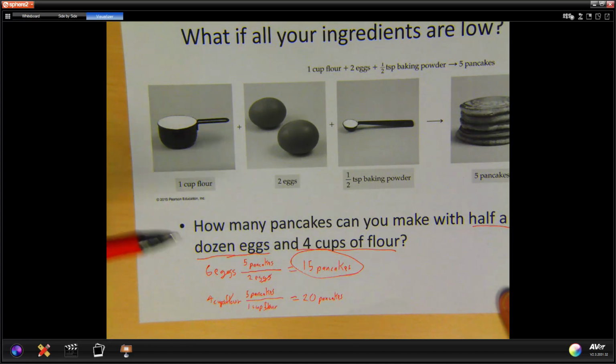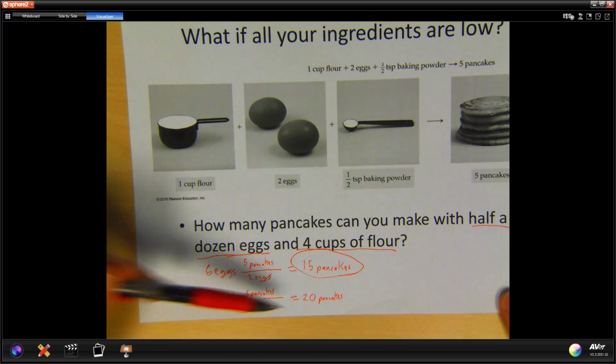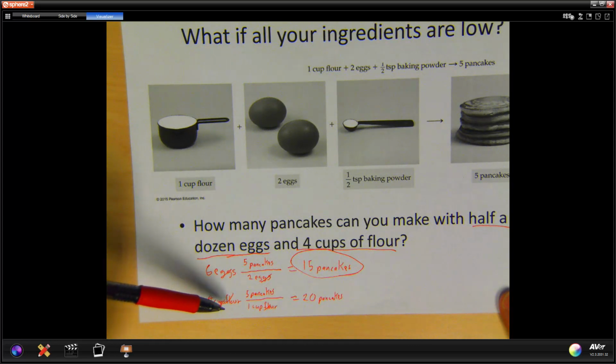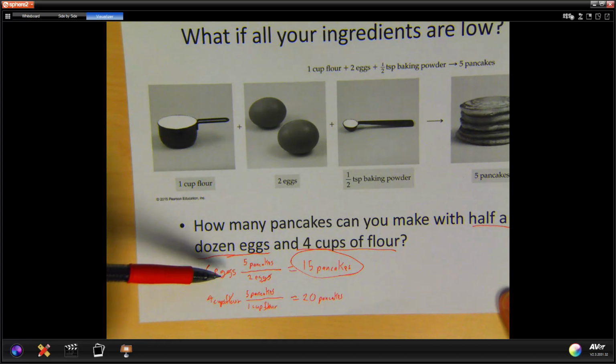The eggs are used up before the flour is used up. So even though we could make more pancakes with the flour that we have, because we're limited in the number of eggs, we can only make 15. This is an illustration of the limiting reagent concept, applying it to a recipe.